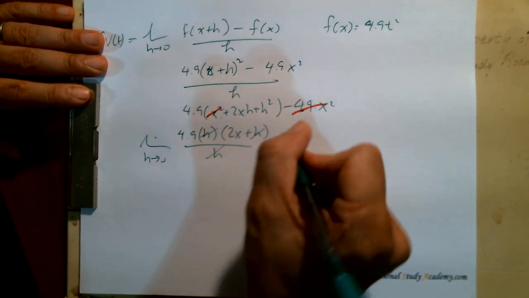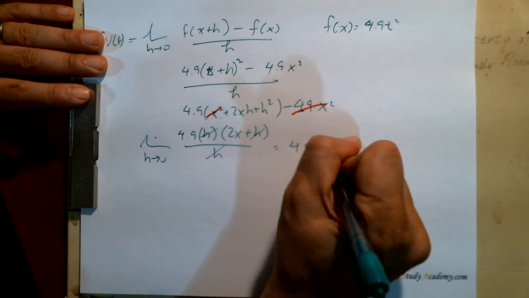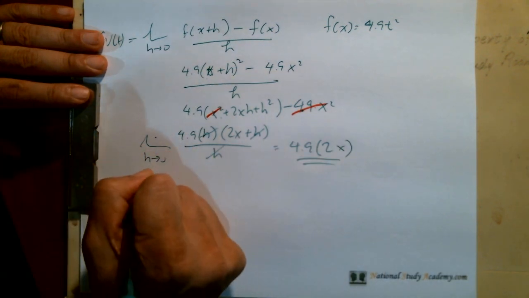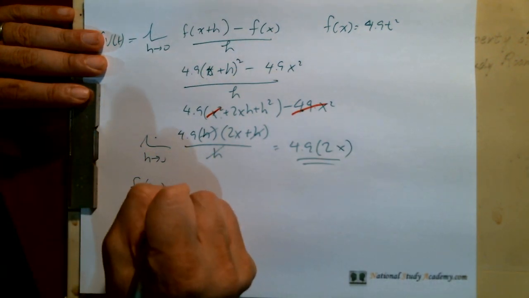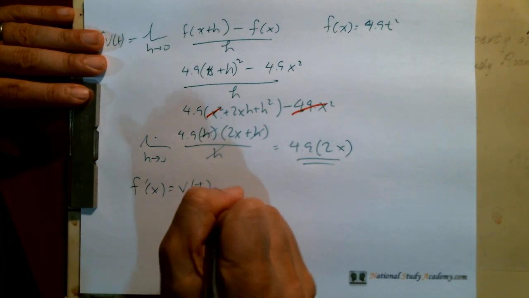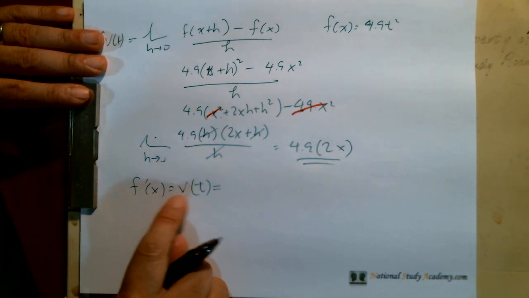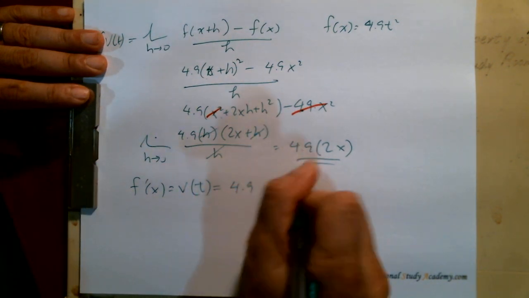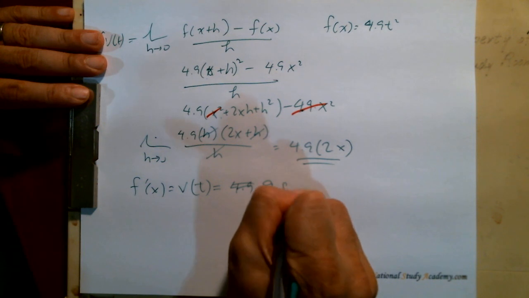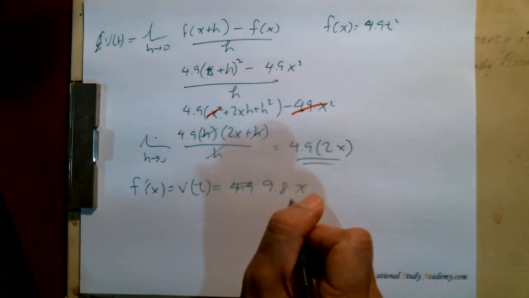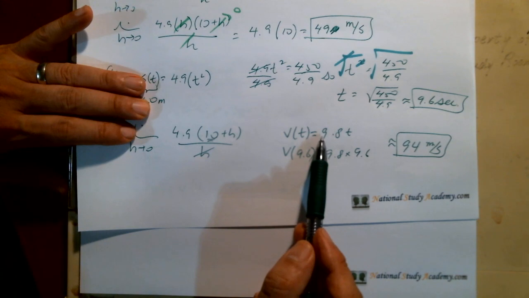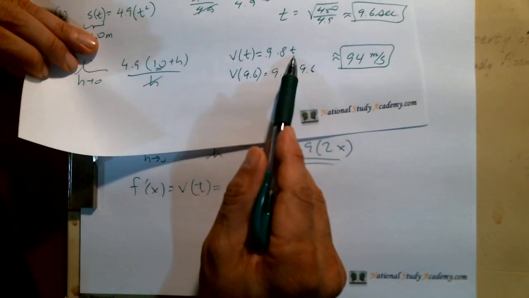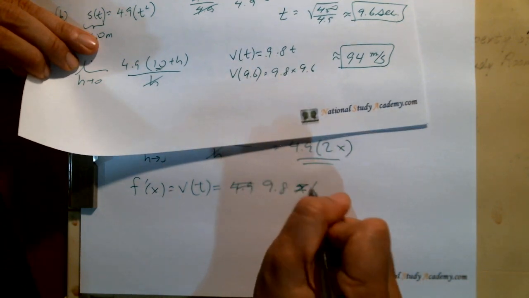Now we plug in 0. It's going to be 4.9 times 2x. And there it is. Remember, f prime of x, which is velocity at time t. Remember, the derivative is the velocity, okay? It's 4.9 times 2, which is 9.8 x. And so that's how we got to here. 9.8 times t, 9.8 times x, same thing. T usually stands for time, so we're going to change this to t here.